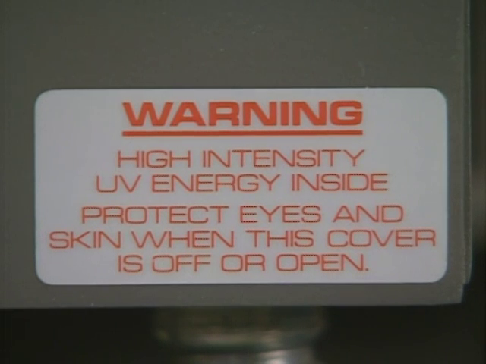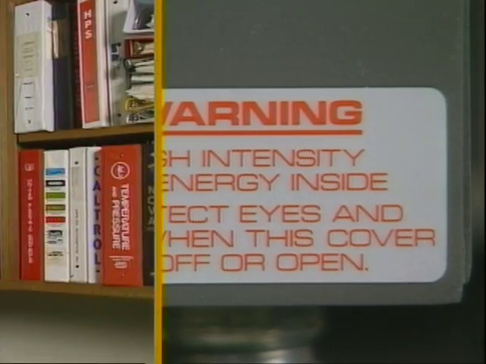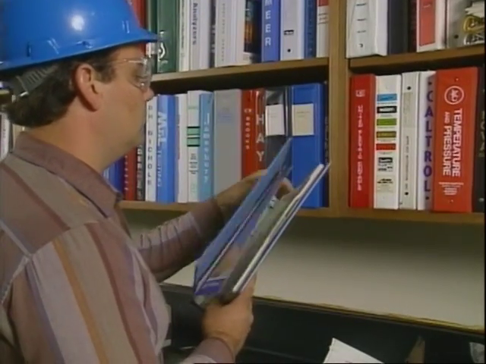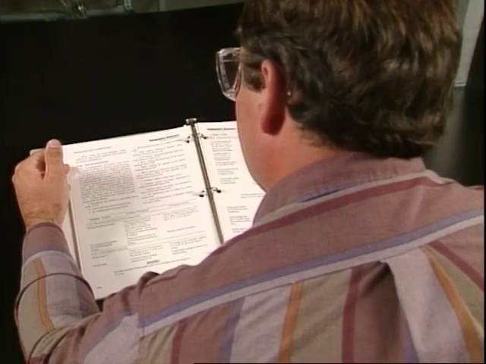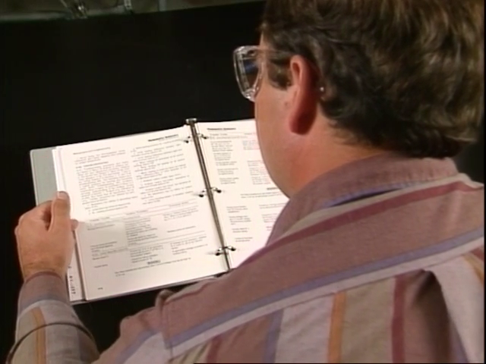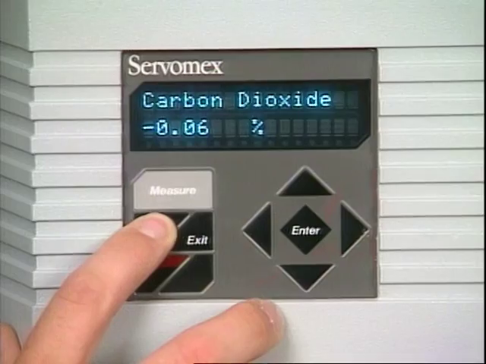Before beginning spectroscopic analyzer source inspection and maintenance, there are some precautions that you should take. Familiarize yourself with the manufacturer's safety guidelines for the analyzer with which you're working. Also, be familiar with your facility's safety guidelines, which may include special procedures for handling toxic or dangerous substances.